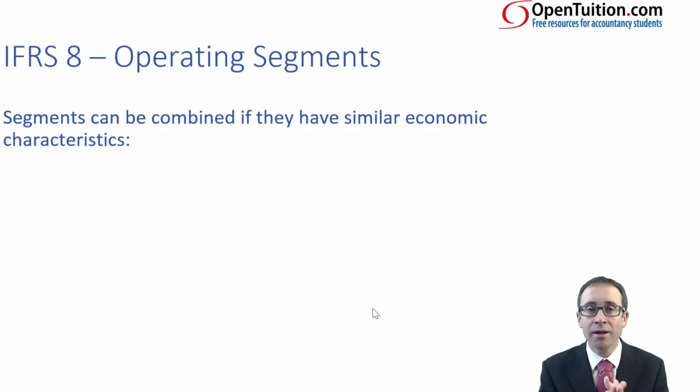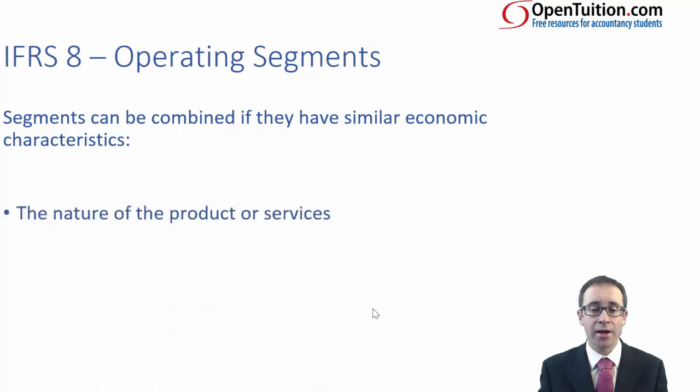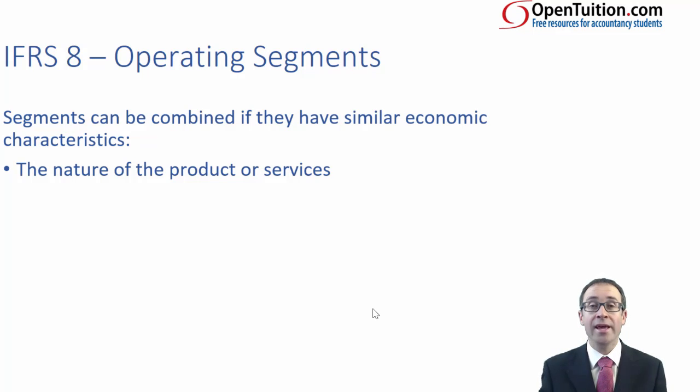Well, you can combine the segments provided that they have, as it says there, similar economic characteristics. So provided that they operate in a similar function, then you can combine them, and therefore you're giving away, if you like, less information to your competitors. But there are specific rules about what we mean with regard to similar economic characteristics. First of all, the nature of the product or the service has to be very, very similar. The goods that you sell, the service that you provide, the pricing structure and how you set the prices has to be very similar.